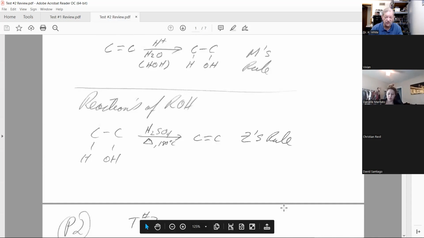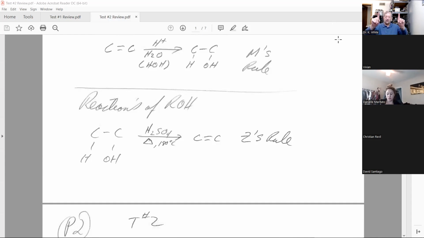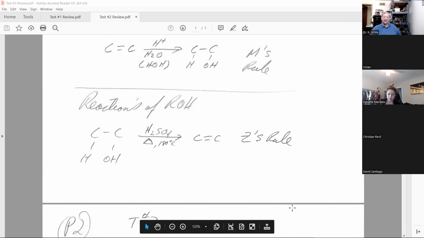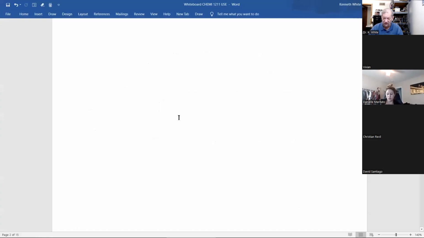And Zaitsev's rule is, if you have 2 choices, you get the double bond that has the most, listen, the most carbon atoms directly bonded to the carbons of the double bond. And that's your product. Now, in real life, that's your major product. For my class, I'm making it the only product.